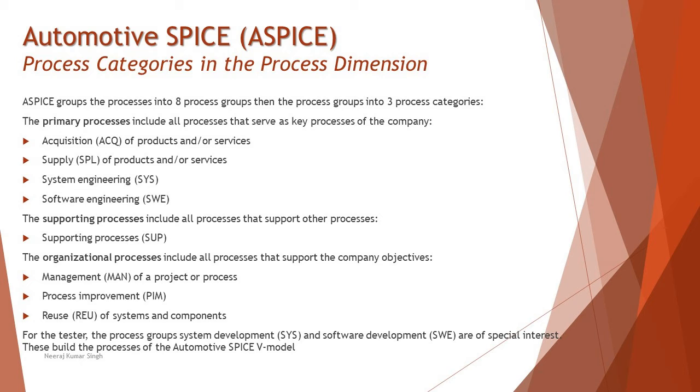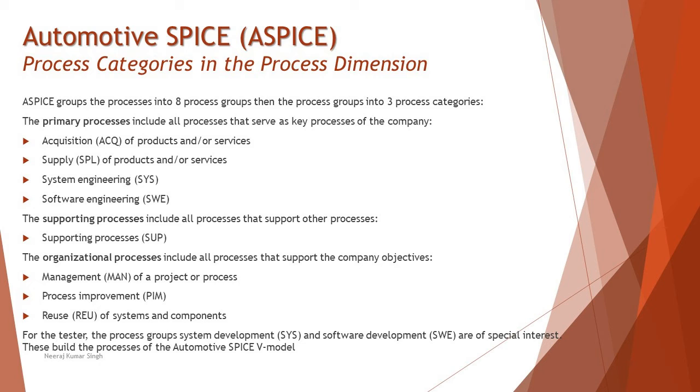The second important part of this chapter and this topic is process categories in the process dimension. So what kind of process categories do we have specific to the process dimension? In the previous slide, we understood that there are two parameters, process dimension and capability dimension. In the same way, here we are getting into a deeper dive of the process dimension. So yes, we have a lot of process categories which are addressed as a part of the process dimension. ASPICE groups the processes into 8 process groups, and then the process groups into 3 process categories. So let's see what these 8 groups are, categorized under 3 different major parts.